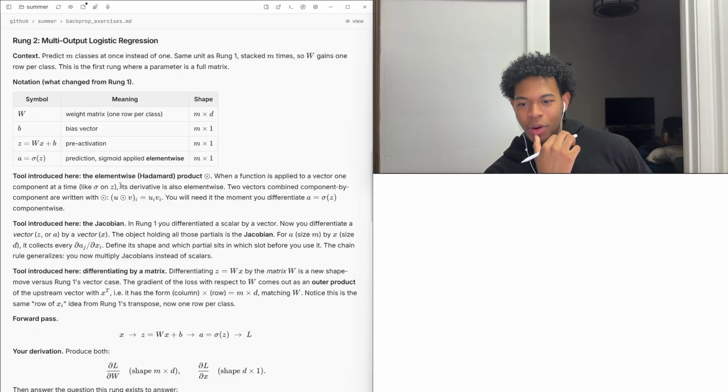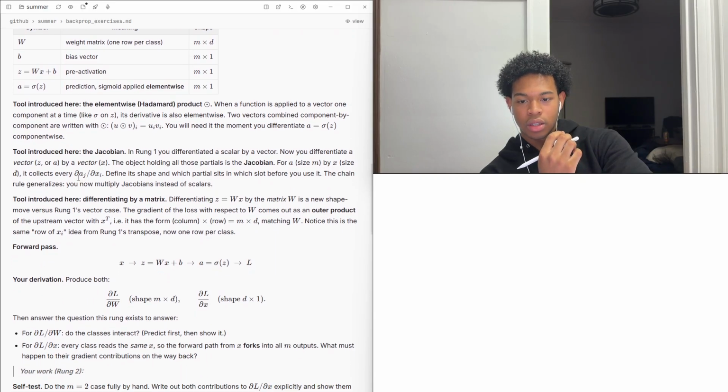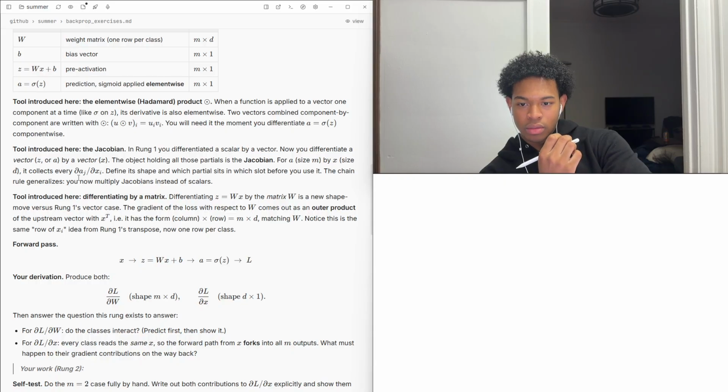Another thing, oh boy, tool introduced here, differentiating by matrix. Differentiating z equals wx by the matrix w is a new shape move versus rung 1's vector case. It's still not just transpose. The gradient of the loss with respect to w comes out as an outer product of the upstream vector with x transpose. I can see how that might be possible.